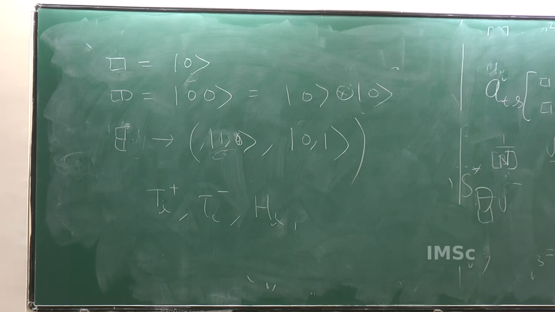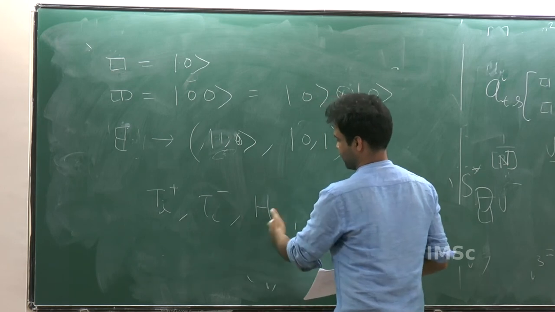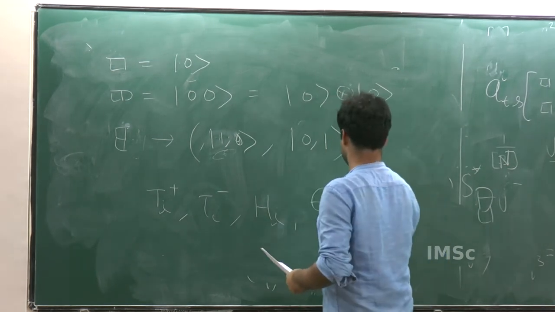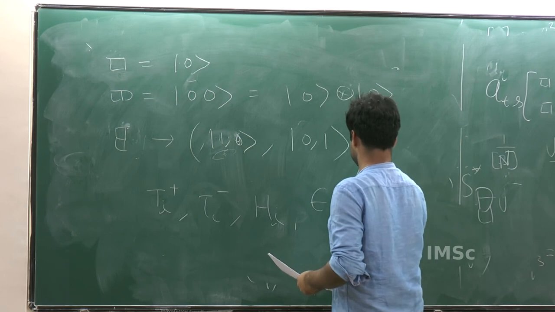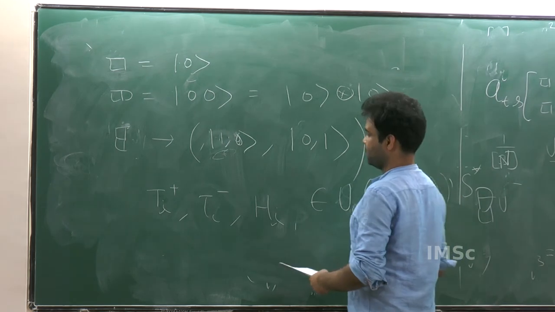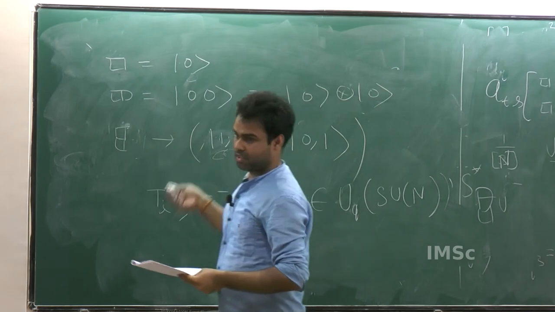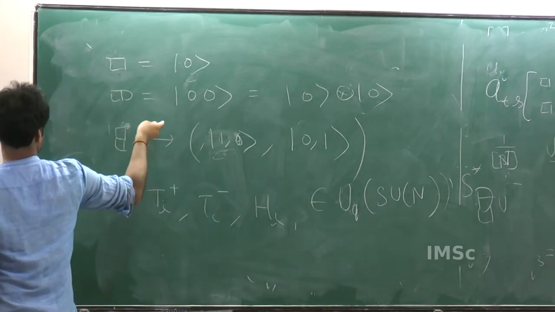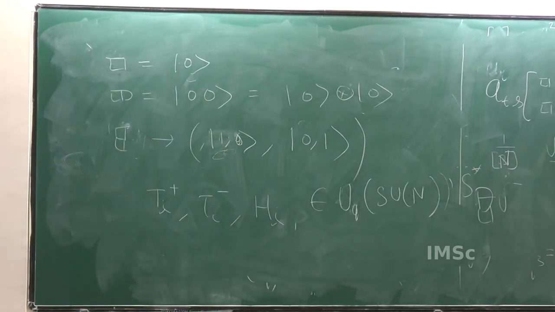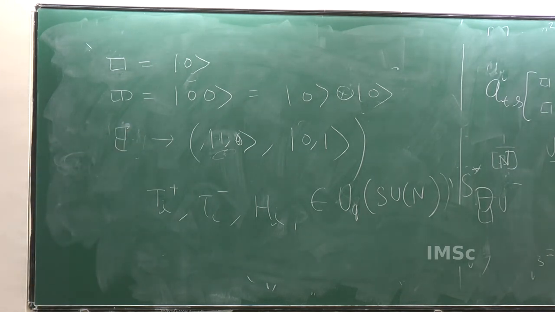Yeah. So now we have three generators, which we know are the raising and lowering and the Cartan generators of SU(N), quantum deformed SU(N). You can act on this and get a higher vector state. So this is the highest vector state, and you can act with this operator to get another vector state in this.